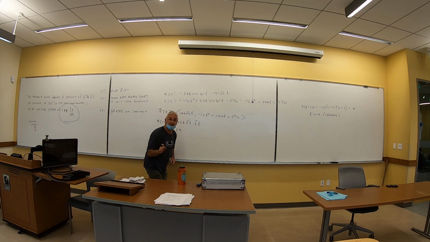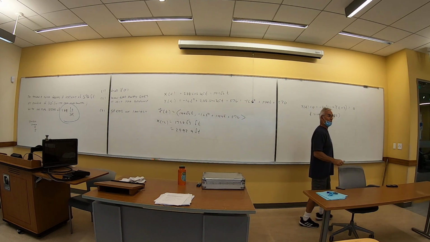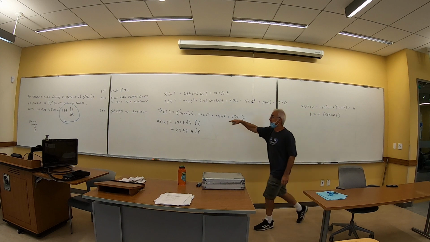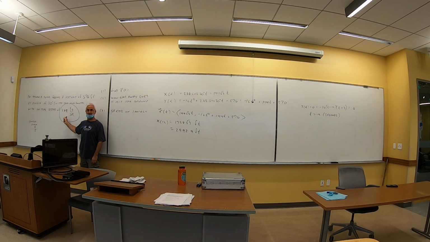2,992.9. I'm sorry, say 2,992. 2992.98 feet. Is that really far? Almost 3,000 feet away. I am really high off the ground, and like I said, this is close to 200 miles per hour.